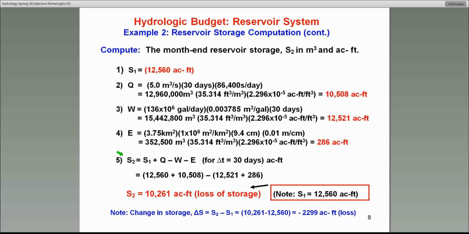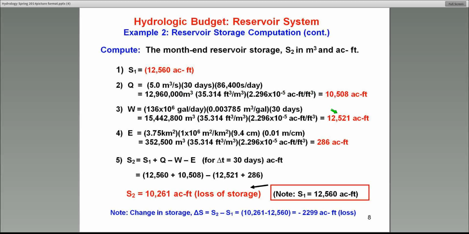That's the final storage S2, equal to the initial storage, which was 12,560 acre-feet. And of course, the inflow, that's the flow coming in from the stream directly into the reservoir system, was 10,508 acre-feet, which is right from here. And then, of course, subtract all the losses. In this case, you're withdrawing 12,521. That's the withdrawal from the reservoir for whatever reason, water supply, irrigation, and so on.